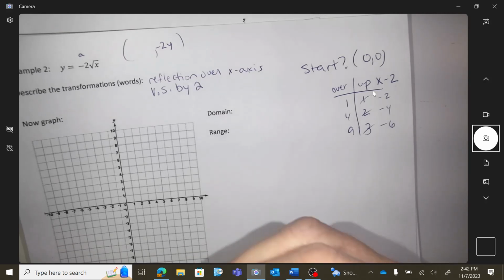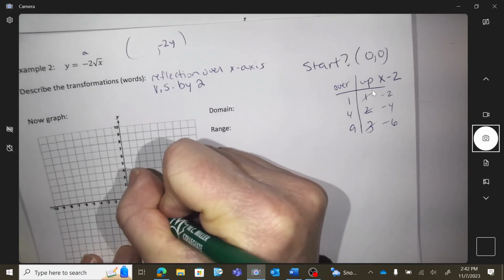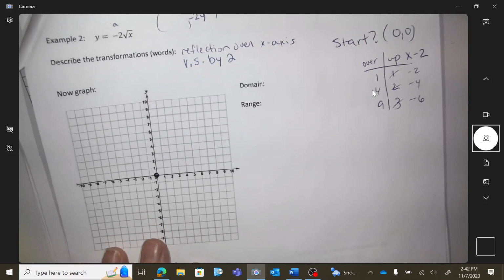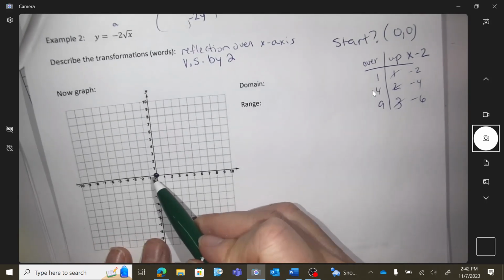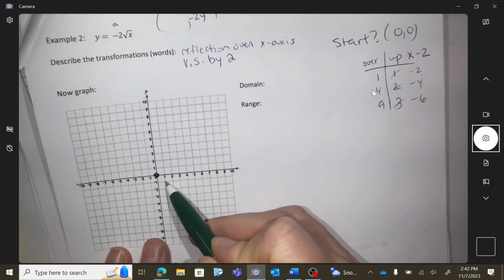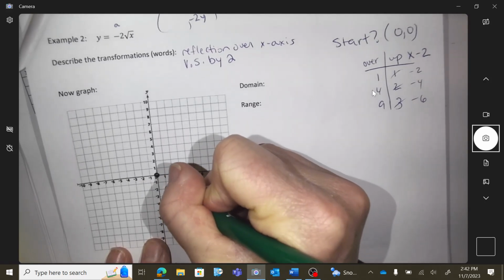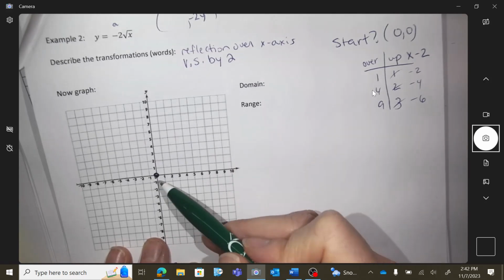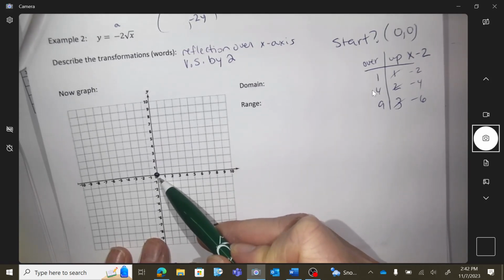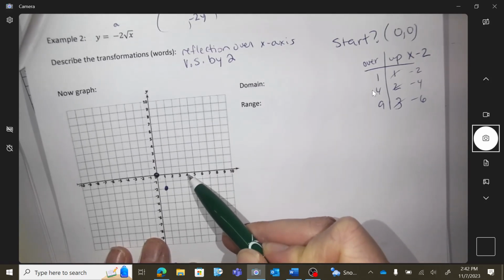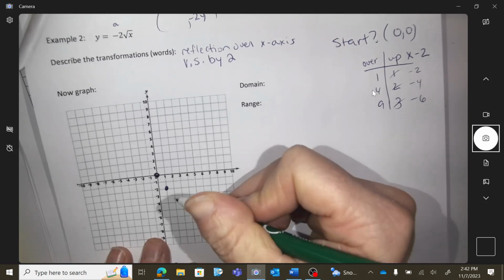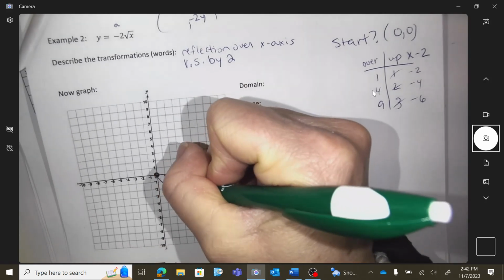Okay, so I need you to start at 0, 0. I'm going to get you to move 1 right, 2 down. Return to the start, 4 right, 4 down.